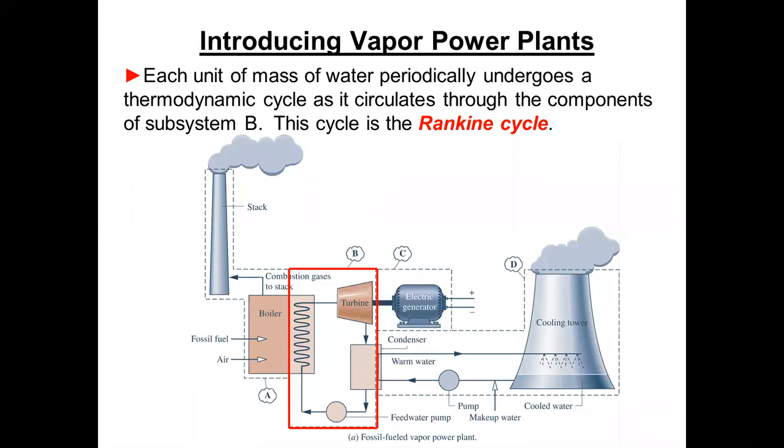This is a little bit of review. We said this subsystem B is really those components, the steam generator, where the heat transfer is added to the working fluid, the turbine, the condenser, and the pump. That cycle is what we call the Rankine cycle. That's about as simple as it gets right there. And we have the little ball that circulates around through it.